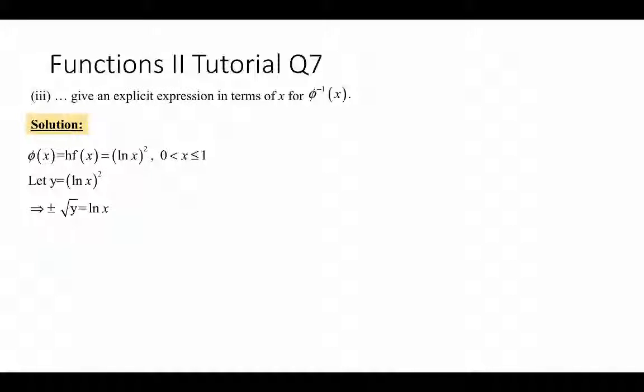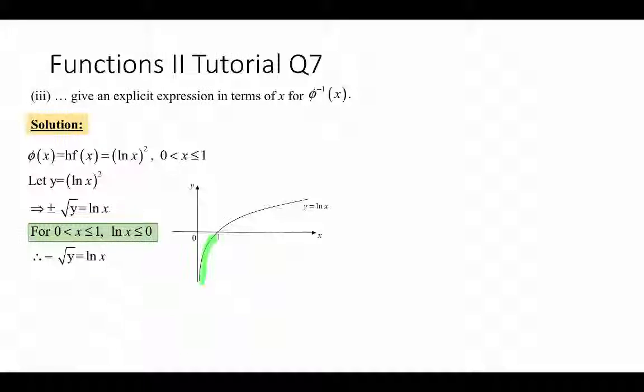So, which one do we choose? Positive square root y or negative square root y? In order to do this, we have to remember that x belongs to between 0 and 1 in this case. And from the graph of ln x, we know that for x values between 0 and 1, ln x in fact is less than or equal to 0. This will tell us that ln x must be equal to negative square root y.